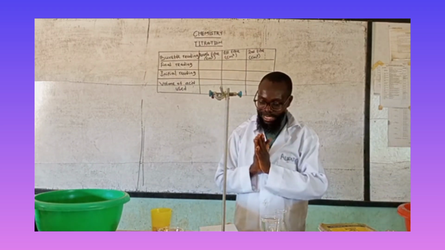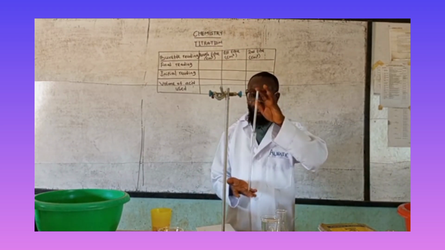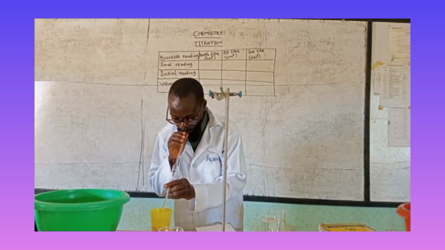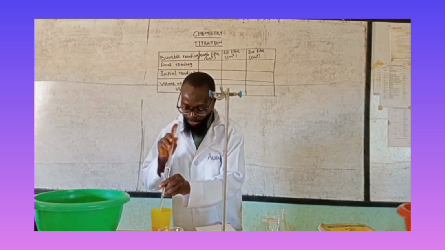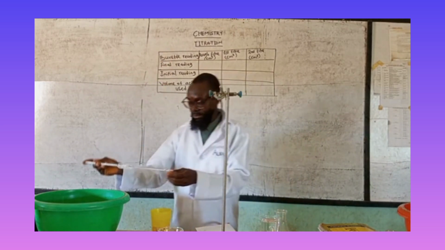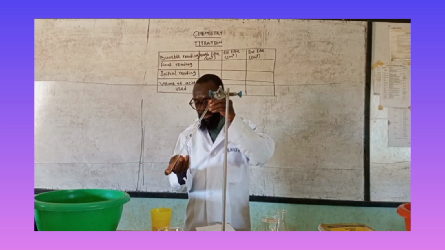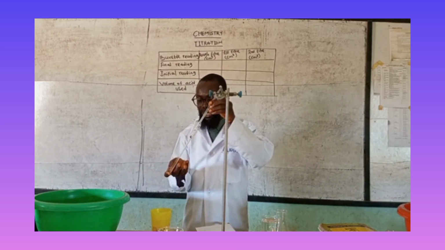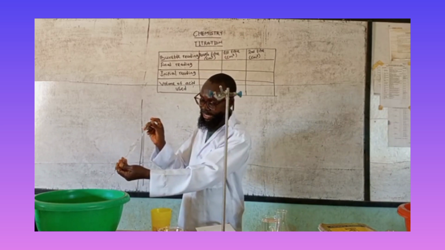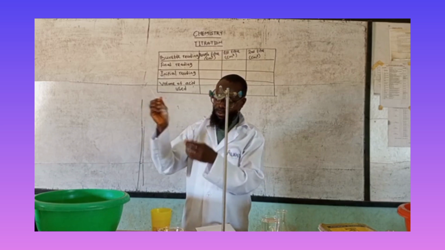Now, what's the first step in titration? The first step is to rinse both the pipette and the burette with water. So I've soaked this with water, then I have to rinse it. Rinsing it like this, it means I want to neutralize anything that is in there. Then I pour it off from the jets, from this tip.